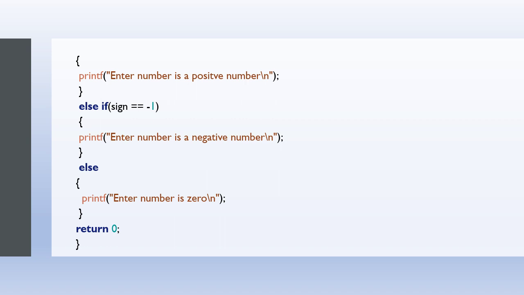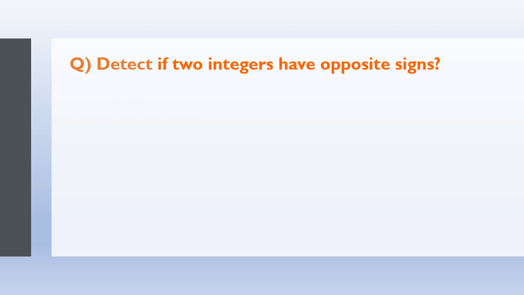Let's get on to the second question. Detect if two integers have opposite signs. The two integers have different signs if their MSB, that is the sign bit, is different. In C language, use the XOR operator. We can check the sign of the integer.